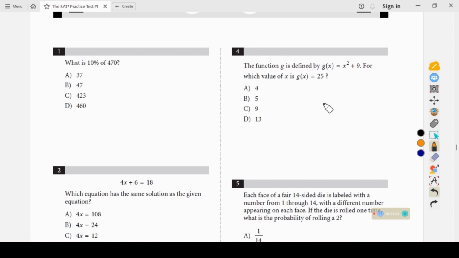The function g is defined by g of x equals x squared plus 9. For which value of x is g of x equal to 25? Just make both expressions equal. It becomes x squared plus 9 equals 25. x squared equals 25 minus 9. Remember that the sign of 9 is negative. So x squared is 16, and by taking the square root on both sides, the value of x is 4. So 4 is the right answer.